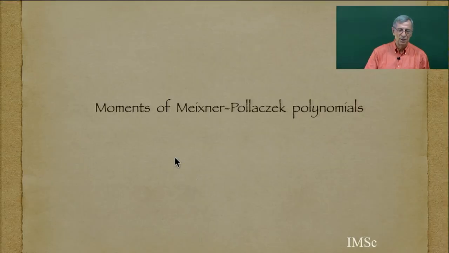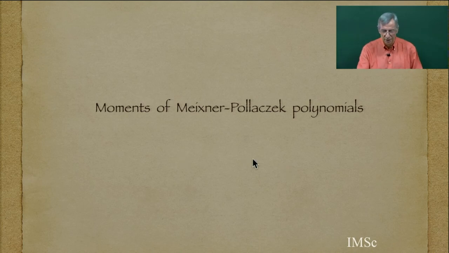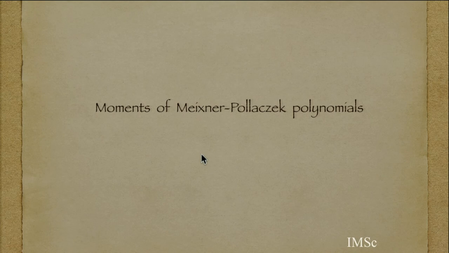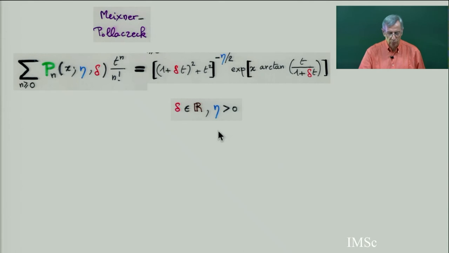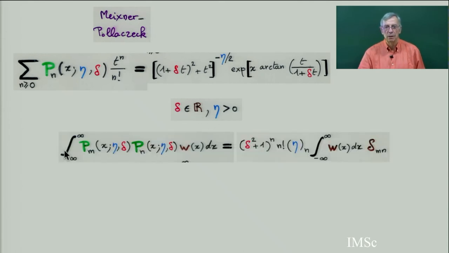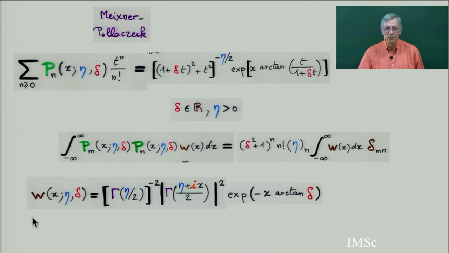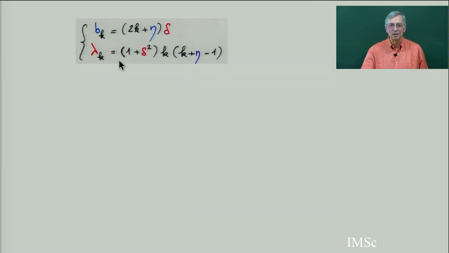And finally, I will finish this chapter 2b with the fifth class of Meixner-Pollaczek polynomials. Okay, so the Meixner-Pollaczek are defined by this exponential generating function. We are in real analysis here, with this orthogonality, where W is this function. And we are going to get an interpretation again of the moments of this polynomial as soon as the specialist of analysis gives me the b_k, lambda_k. If I admit that b_k, lambda_k are this, so the b_k are 2k plus eta delta, lambda_k is this.